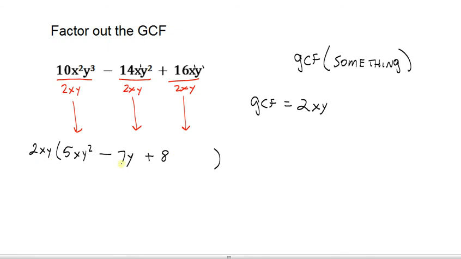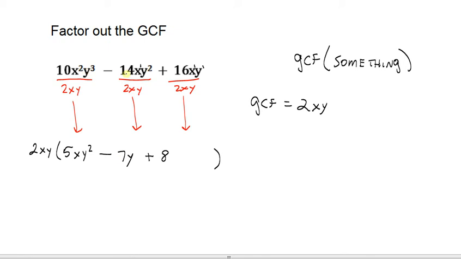Now, a quick check is a good idea. If you distribute the 2xy through the parentheses, you should get back to what you started with. And you see we do. 2 times 5 is 10. x times x is x squared. y times y squared is y cubed.